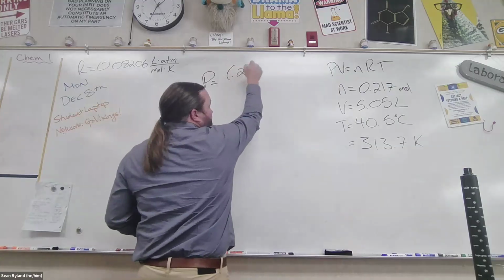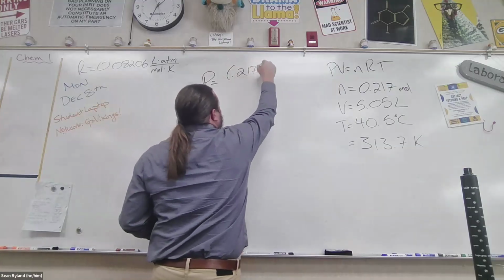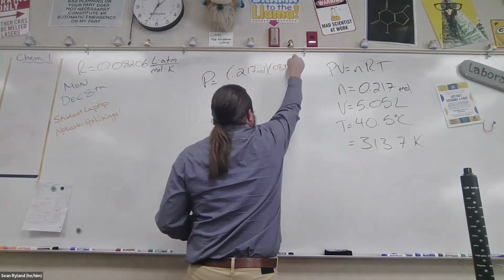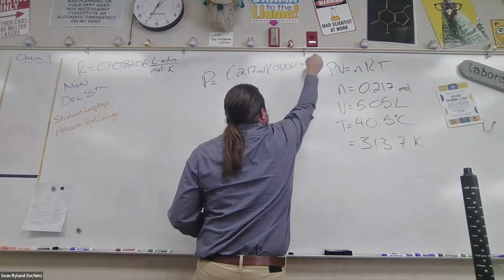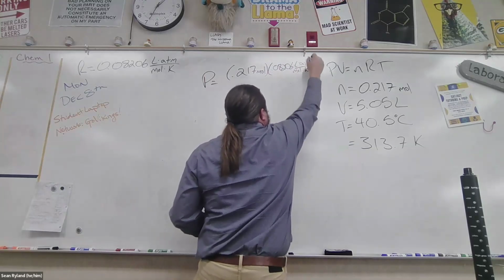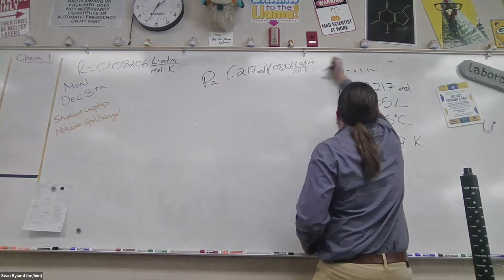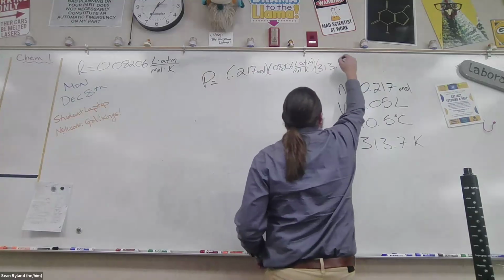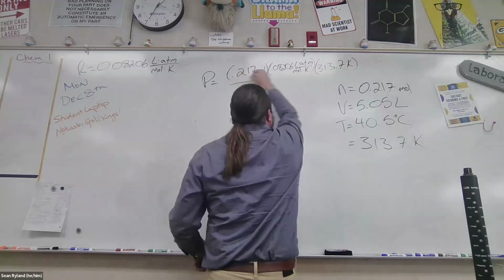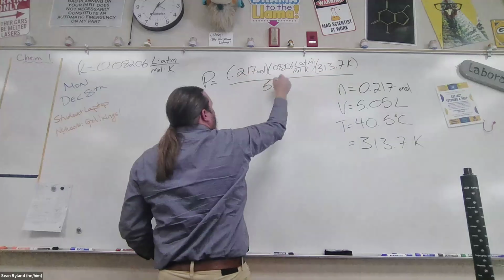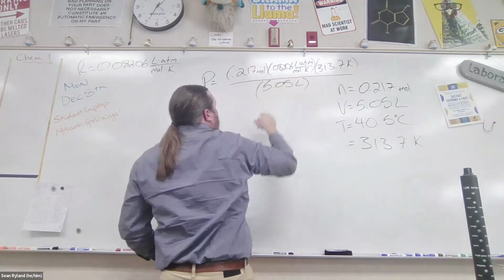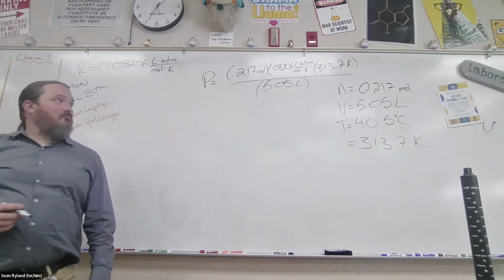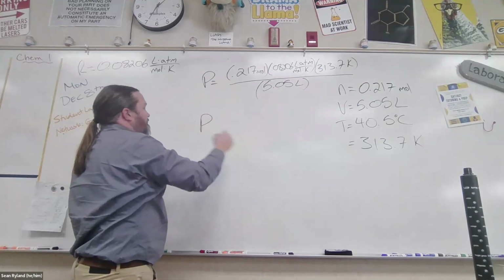Pressure is equal to 0.217 times R, 0.08206 liters atm per mole Kelvin, times 313.7 Kelvin, all of that over 5.05 liters. Everything cancels out except for atm. That was for liters.